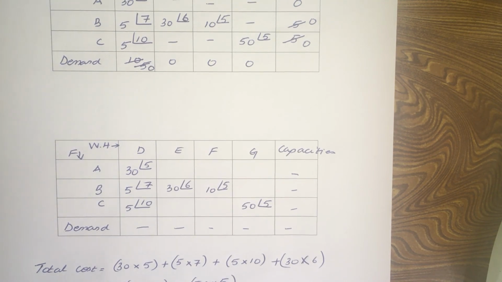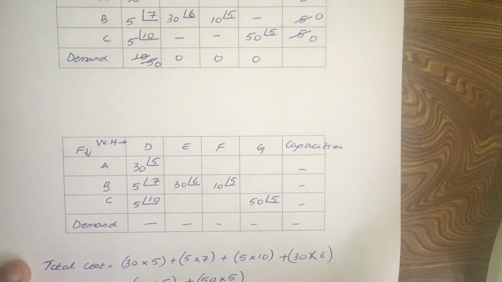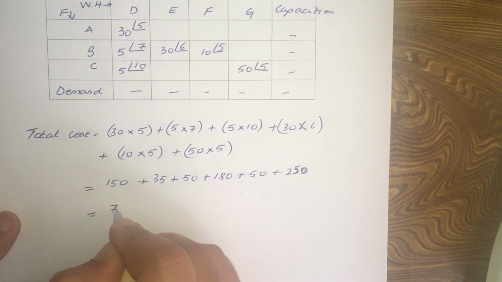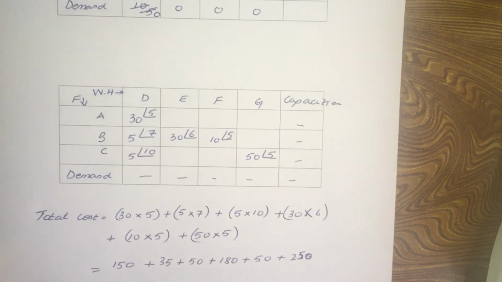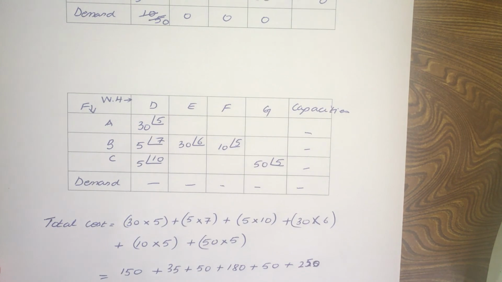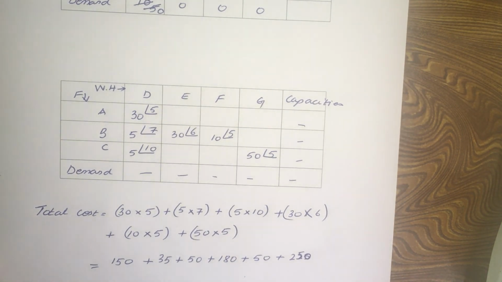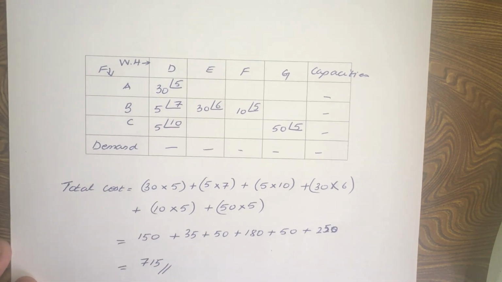All right, so if you add all this, it'll come to 715. So there's your solution. So this is your final allocation. So this is how you solve a problem using Vogel's approximation method.